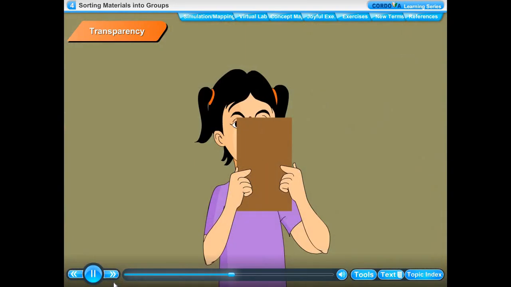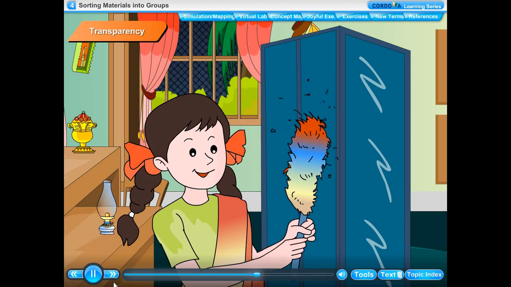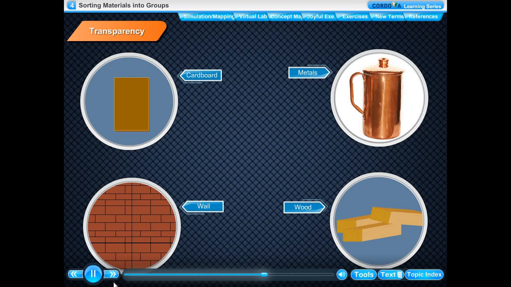Thus, materials through which we cannot see objects clearly are called opaque materials. And this property of the materials is called opaqueness. We keep our things in closed iron almirahs so that they cannot be seen. Cardboard, metals, wall and wood are some examples of opaque objects.